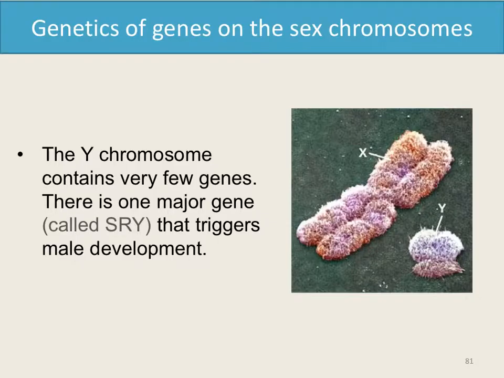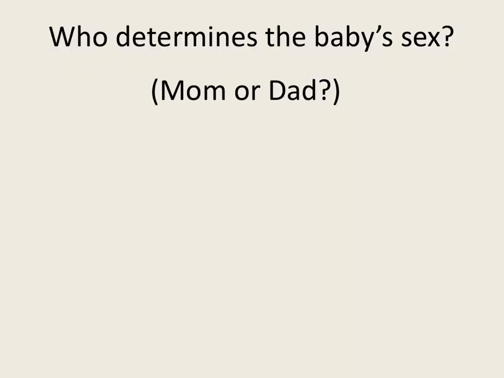Now, there's one major gene on the Y chromosome, and that's the one that triggers male development. So it's a gene that produces a protein, in this case a hormone, that then results in fetal development for a male, including male brain. So who determines the baby's sex? Is it the mom or the dad? Dad. Okay.